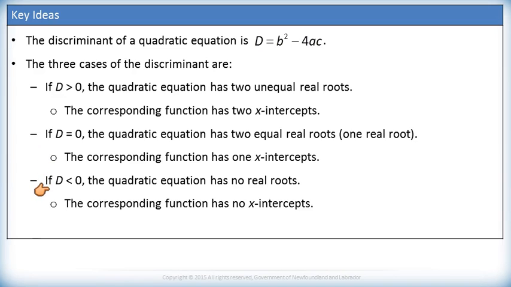And if the discriminant is negative, we would be trying to take the square root of a negative number in the quadratic formula, and therefore there cannot be any real roots. And the corresponding function would have no x-intercepts.